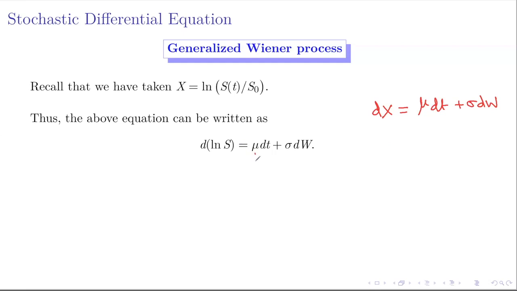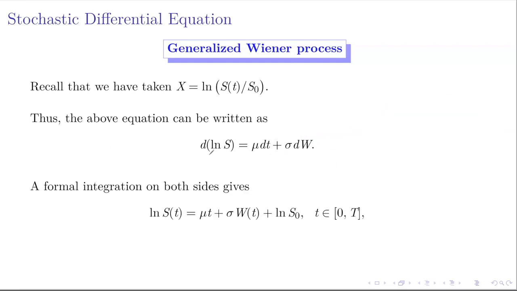Generally, mu is a constant given to us, and sigma, which is greater than 0, is also a constant given to us, and this W is a Wiener process. And this model is called the generalized Wiener process, with drift mu and volatility sigma. You can formally integrate on both sides of this equation to get log of the stock price as mu t plus sigma W(t) plus the log of the initial price. And if you recall, this is what is called the geometric Brownian motion.